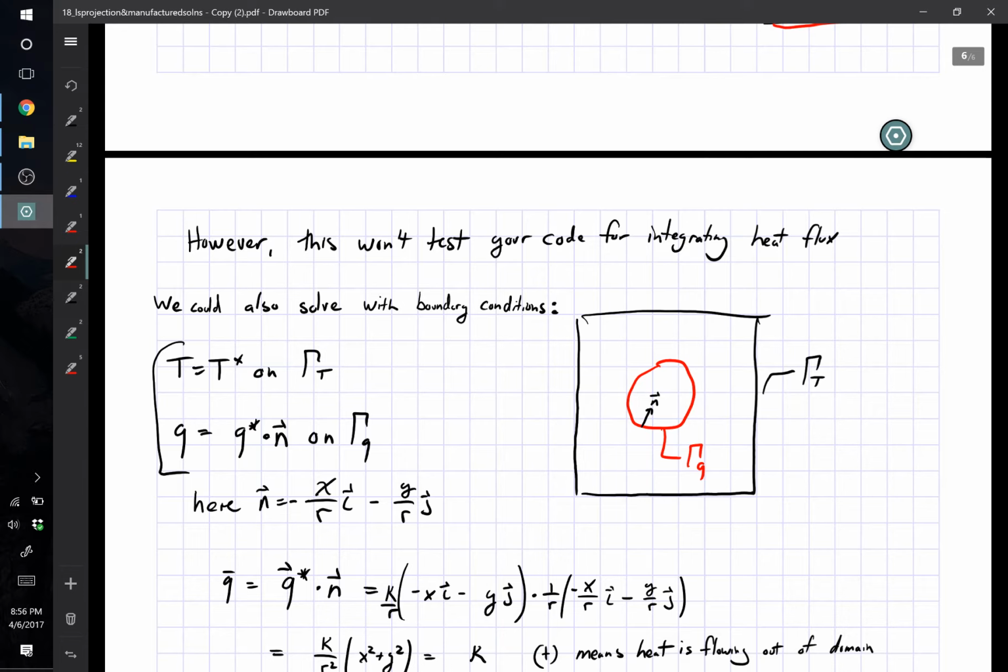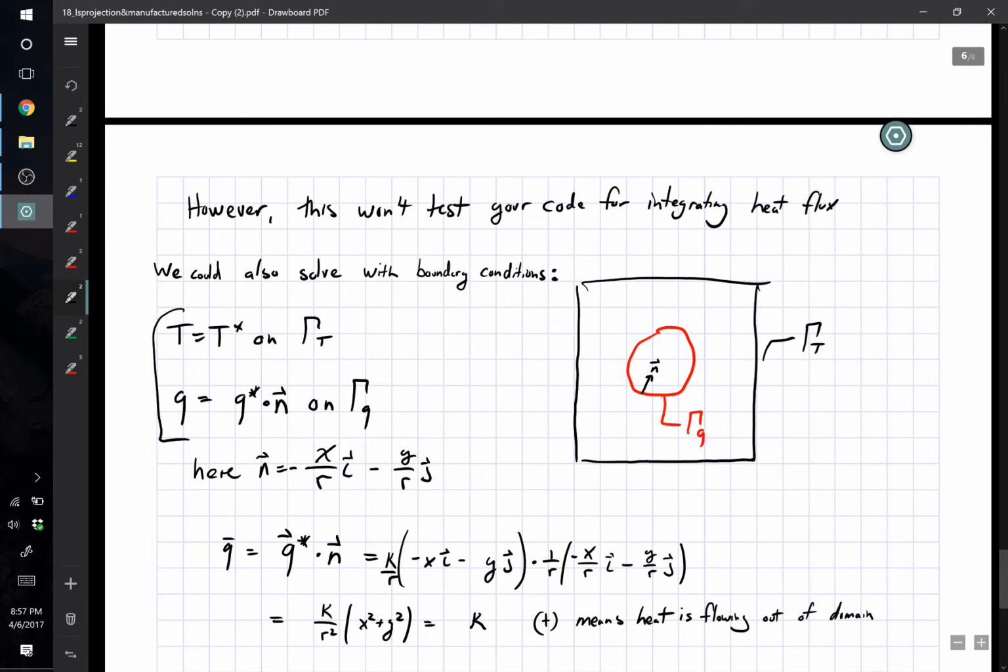So on the outer boundary, let's say, we're going to specify the temperature, so that's gamma T. But now on the hole, we're going to specify that the heat flux is going to be specified. And so these are written as T is equal to T star on gamma T, and Q is equal to Q star dot n on gamma Q.